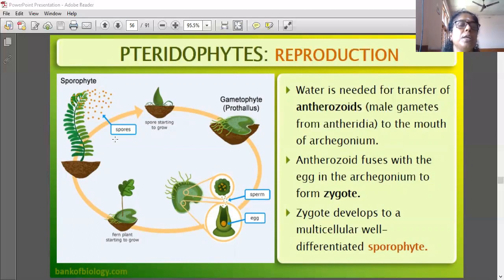This is the sporophyte, which produces spores. The gametophyte is the prothallus. Here, both gametes are there. The male gamete is produced by the male gametophyte and the female gamete by the female gametophyte. So sperm and egg are forming. Both of them fuse together to form the zygote. From the zygote, the sporophyte starts to grow. The sporophyte produces spores, and the spores start to grow into the gametophyte.